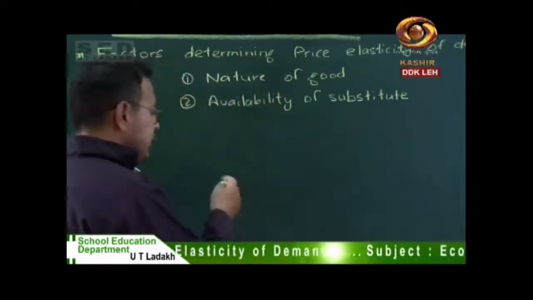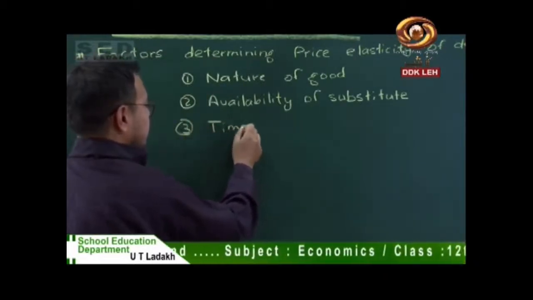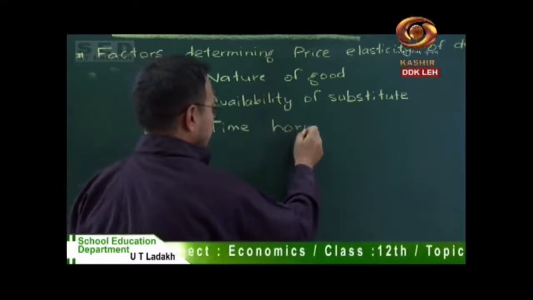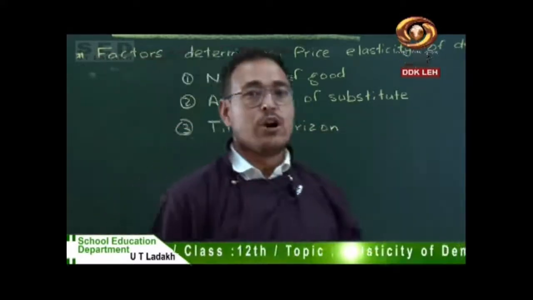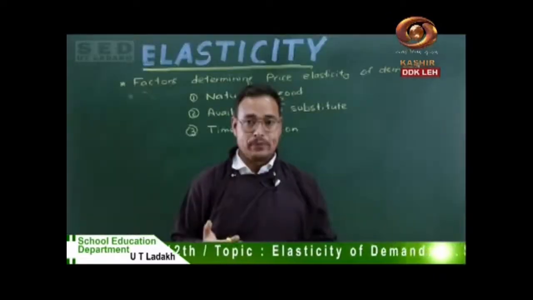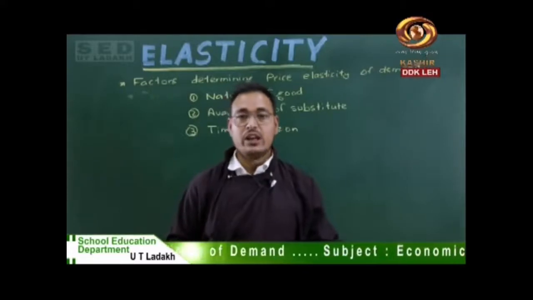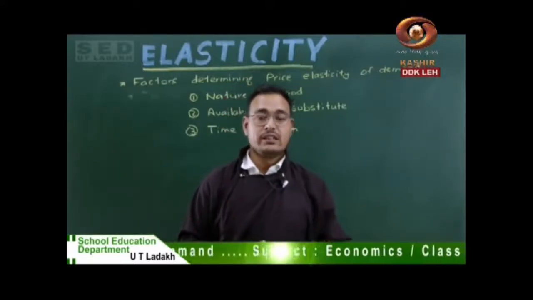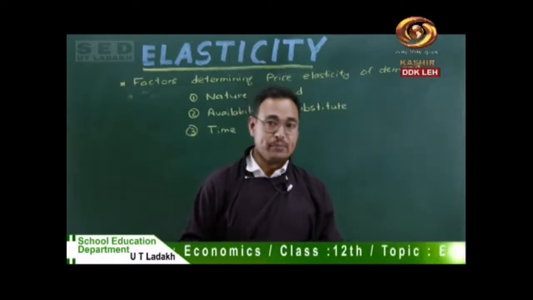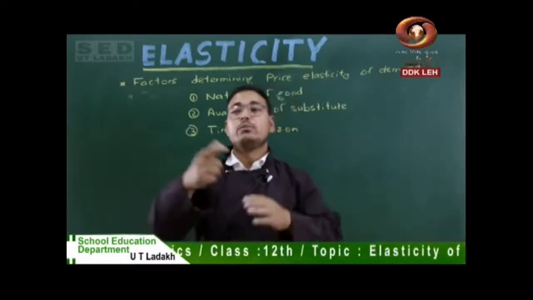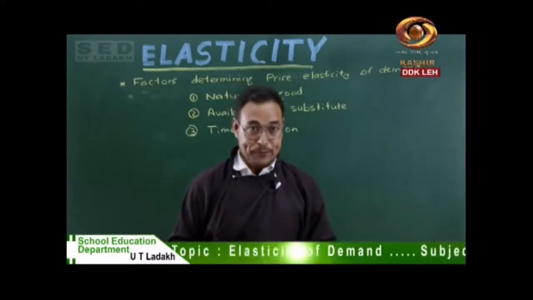Now the third determinant is time horizon. By time horizon, we are talking about short run and long run. In the short run, generally we don't have any substitute. So even for a particular product, whenever there is a change in price, we still consume. There won't be a significant change in demand. But in the long run, we will be looking for other alternatives, so your demand will be elastic.